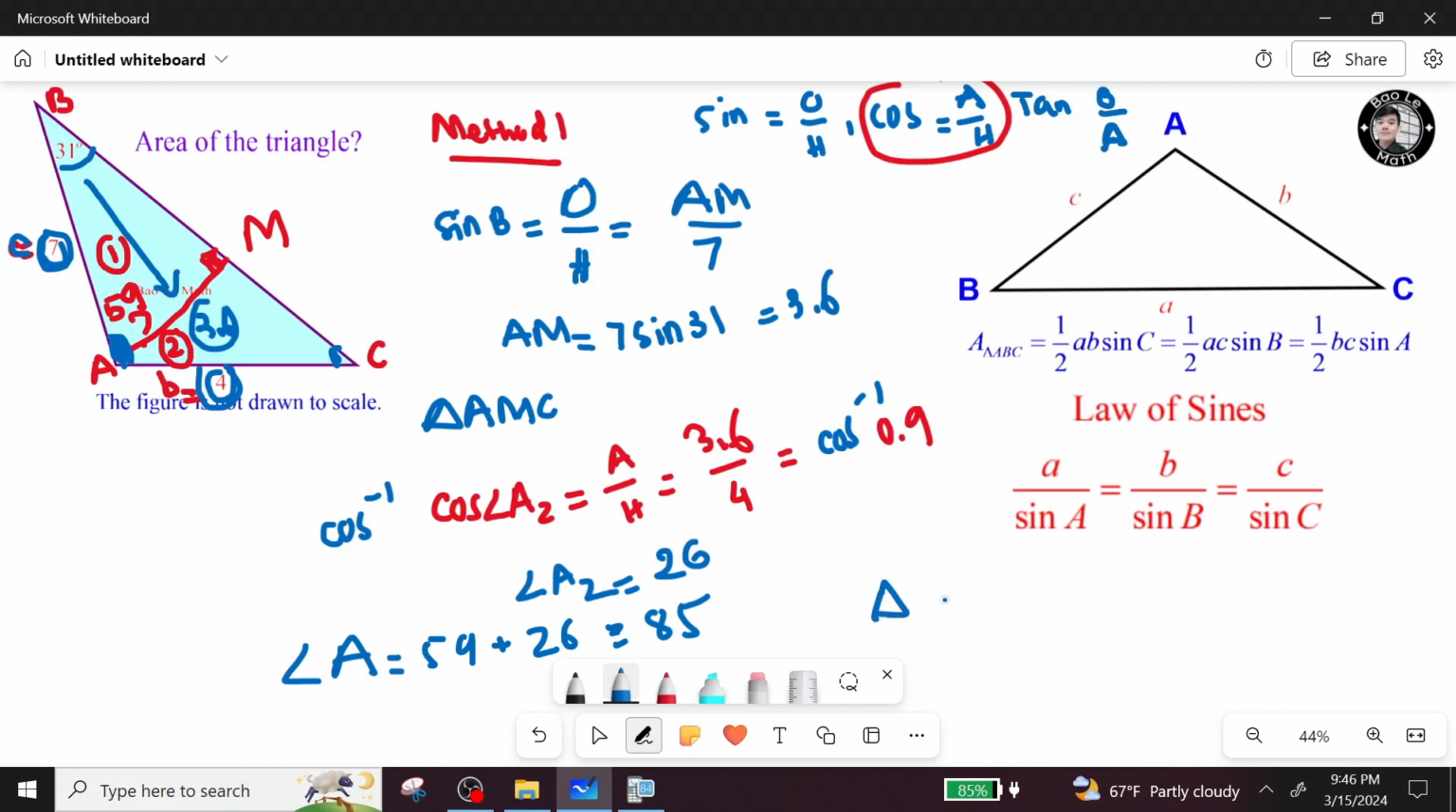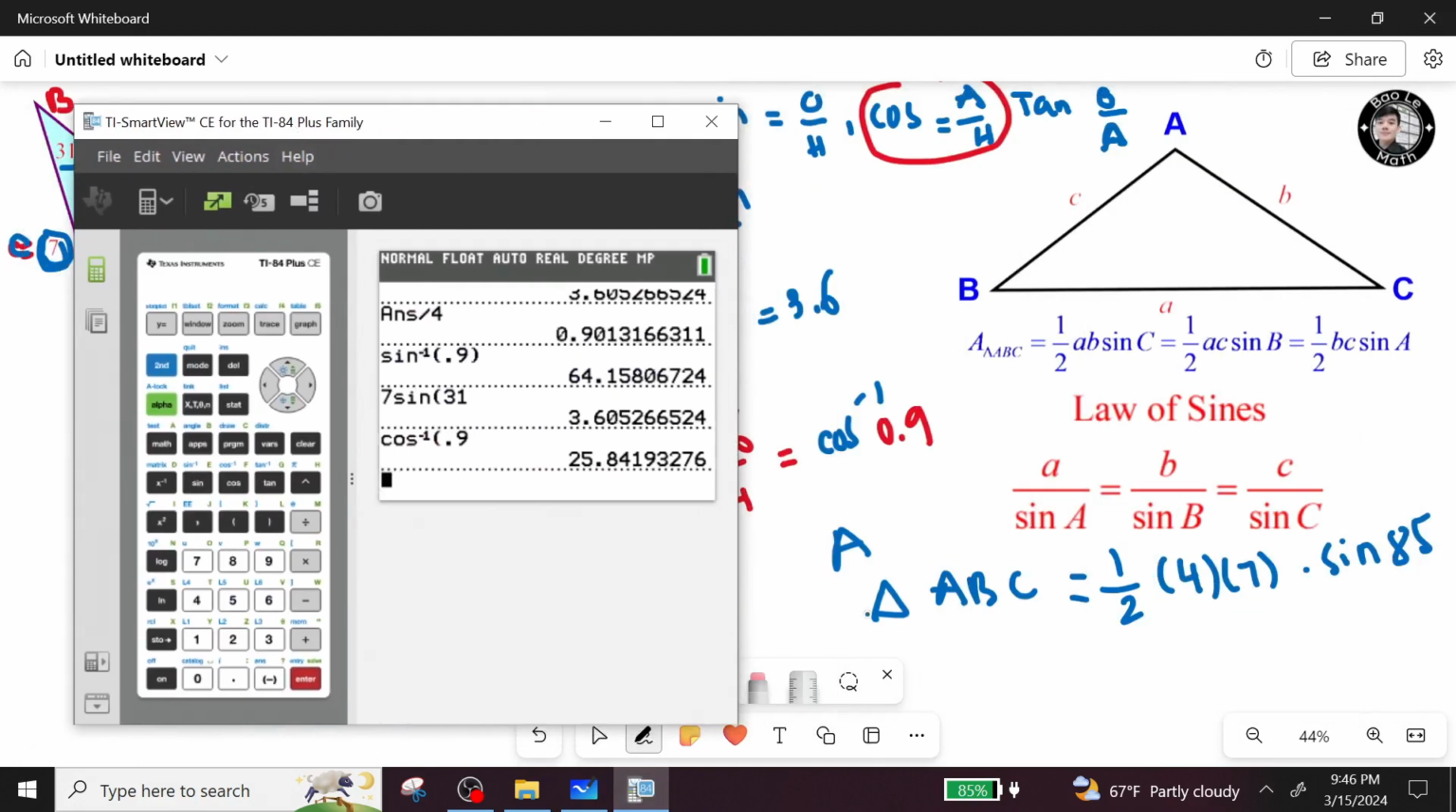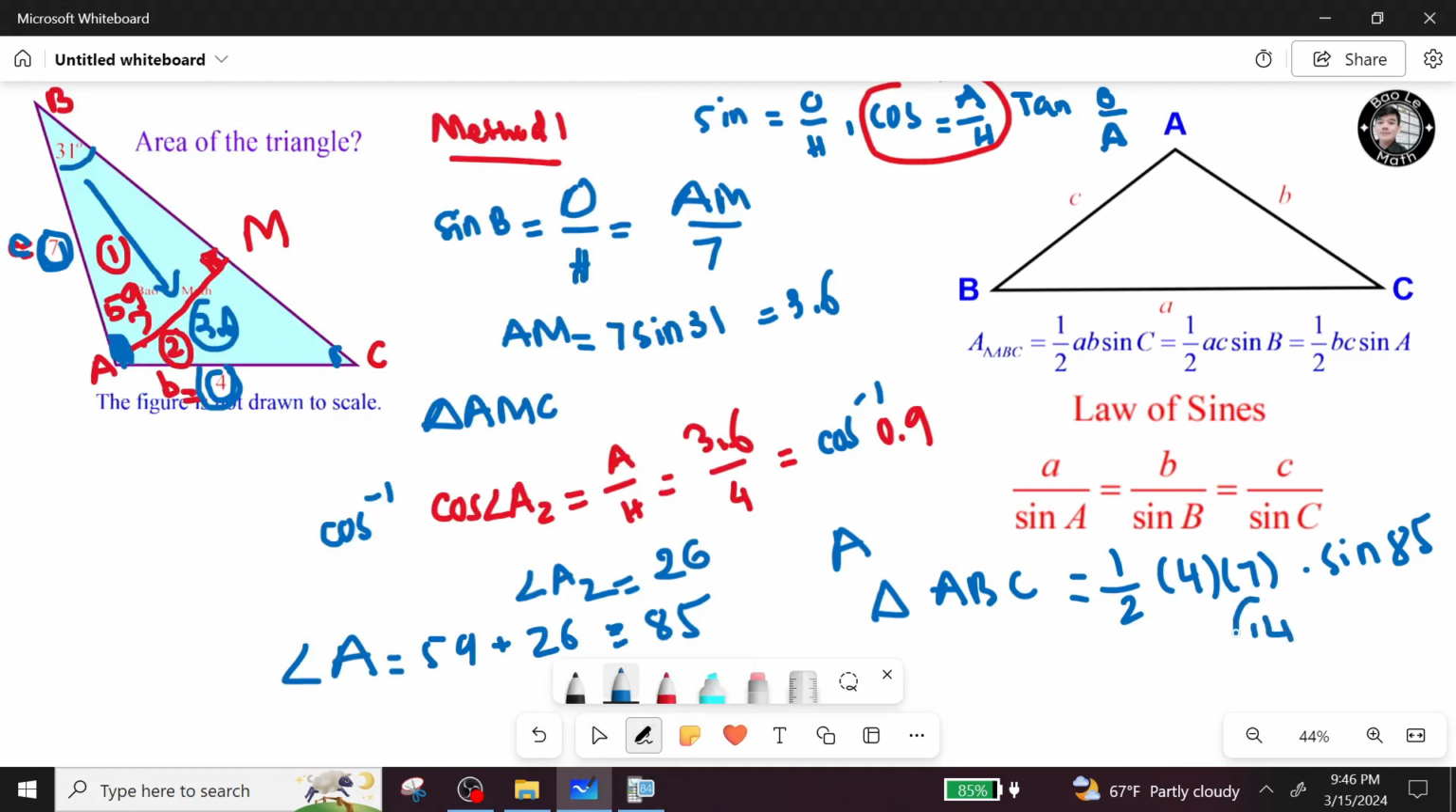Alright, so the area of triangle ABC equals 1/2 times 4 times 7 times sine 85. Now I use the calculator. 4 times 7 is going to be 28. 28 divided by 2 is going to be 14. 14 times sine 85. The answer should be 13.9, so it's roughly 14. So method number 1 gives 14.